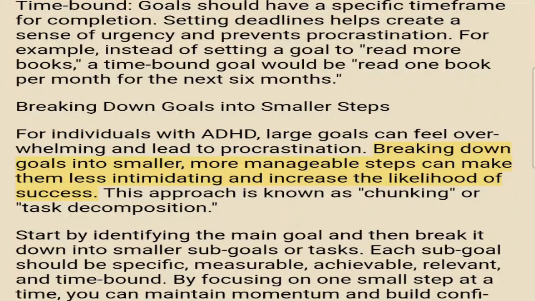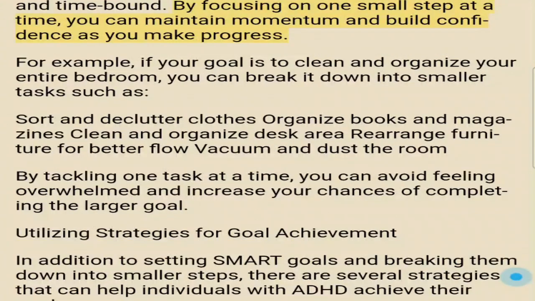Breaking down goals into smaller, more manageable steps can make them less intimidating and increase the likelihood of success. This approach is known as chunking or task decomposition. Start by identifying the main goal and then break it down into smaller sub-goals or tasks. Each sub-goal should be specific, measurable, achievable, relevant, and time-bound. By focusing on one small step at a time, you can maintain momentum and build confidence as you make progress.